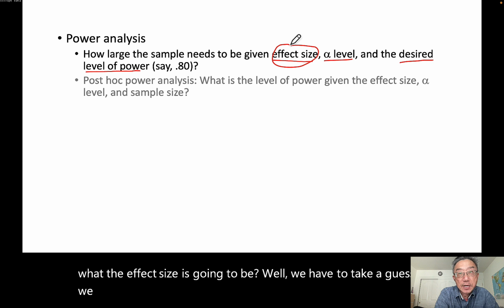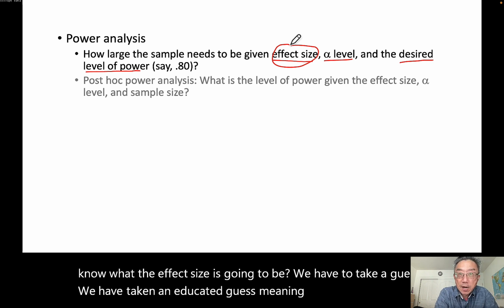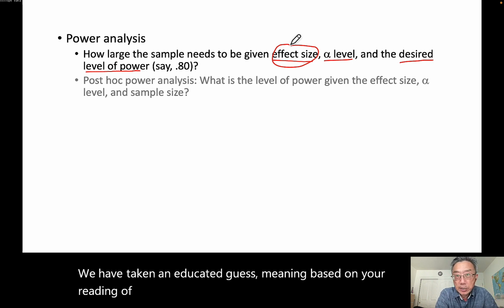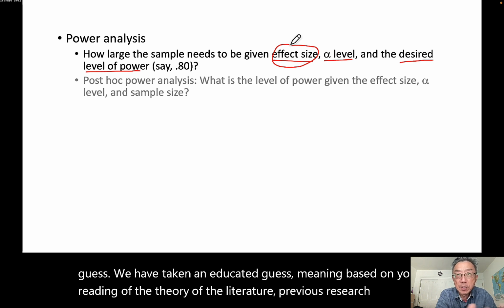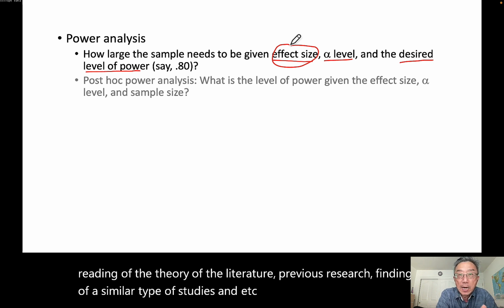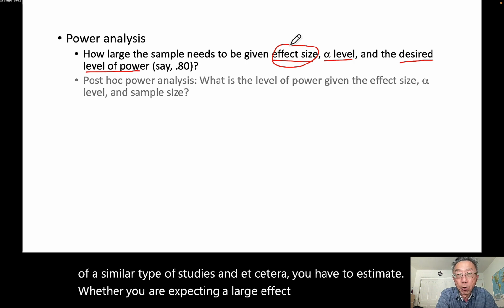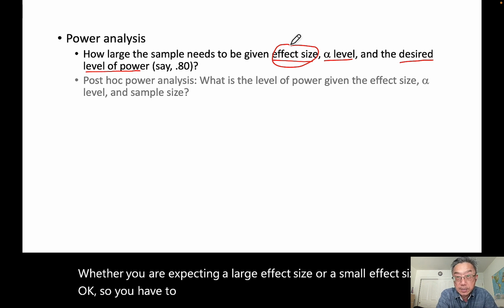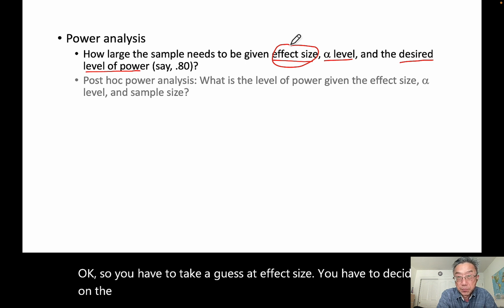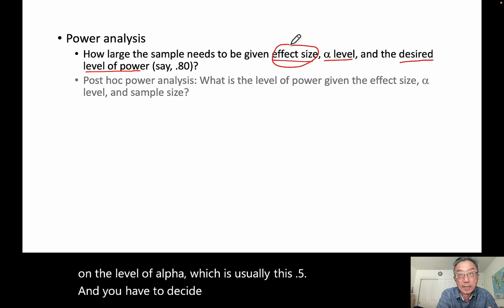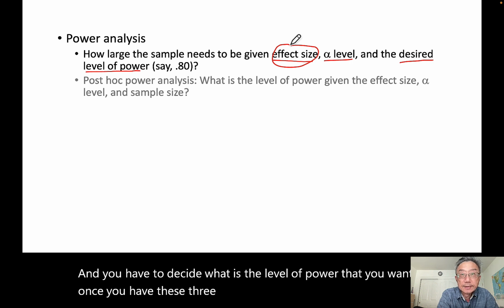We have to make an educated guess, meaning based on your reading of the theory, of the literature, previous research findings of similar types of studies, etc. You have to estimate whether you are expecting a large effect size or a small effect size. Okay, so you have to take a guess at effect size. You have to decide on the level of alpha, which is usually 0.05, and you have to decide the level of power that you want. Once you have these three, you can figure out the sample size you need.